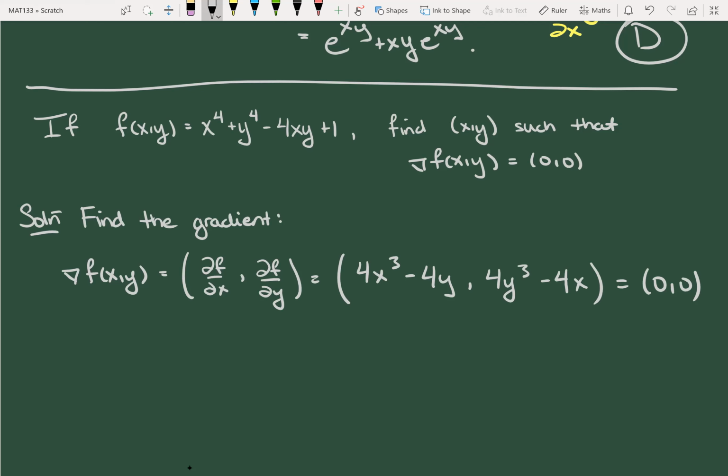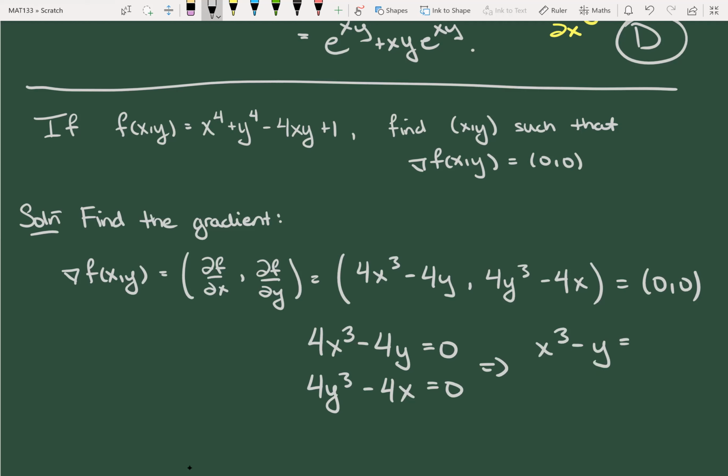So what you see is we get two equations and two unknowns. 4x minus 4y has to be equal to 0, and 4y cubed minus 4x is equal to 0. Let me just get rid of the 4s because we don't need them. So we get x cubed minus y is equal to 0, and y cubed minus x is equal to 0.